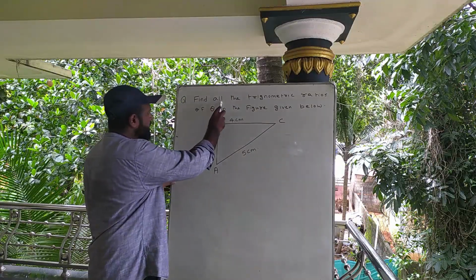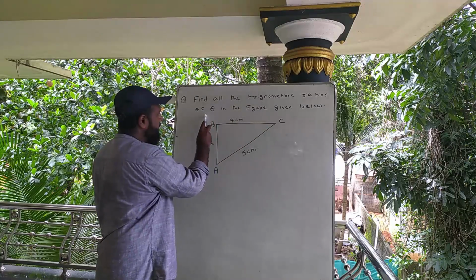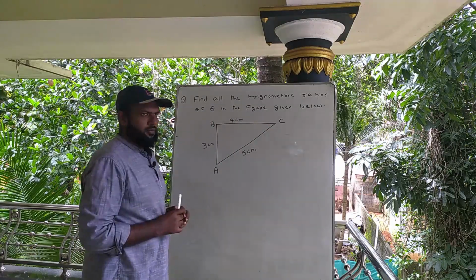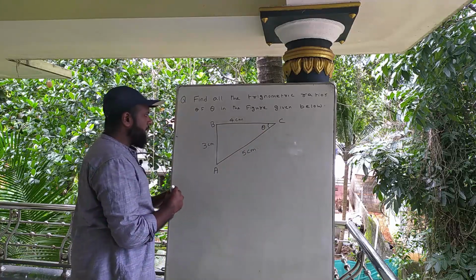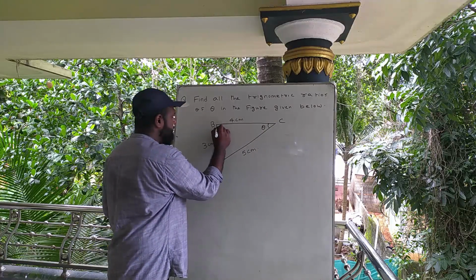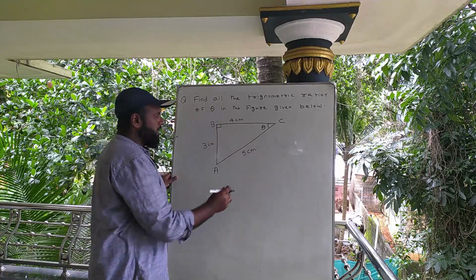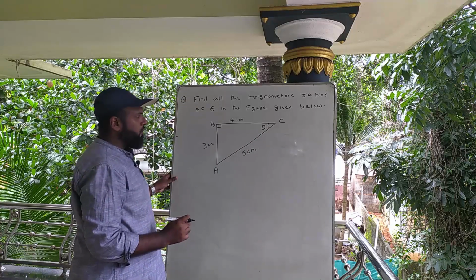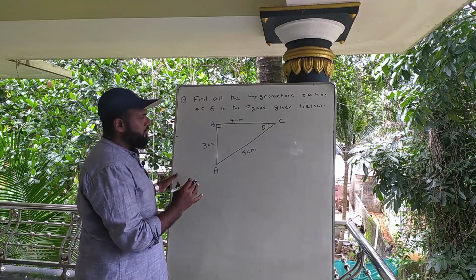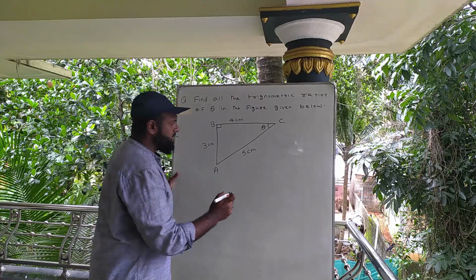Find all the trigonometric ratios of theta in the figure given below. This is the figure ABC. Here angle B is 90 degrees and theta is here. So, we have to find all the trigonometric functions. First of all, we can find what is sin theta.